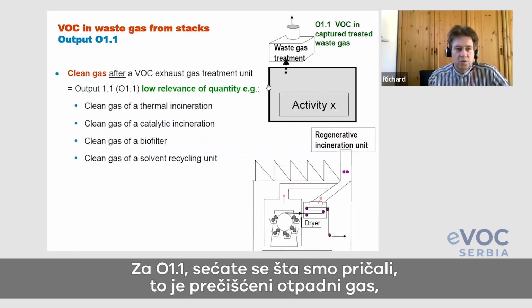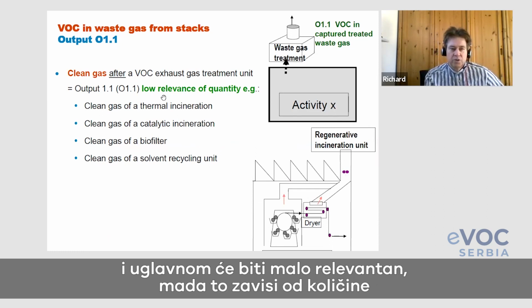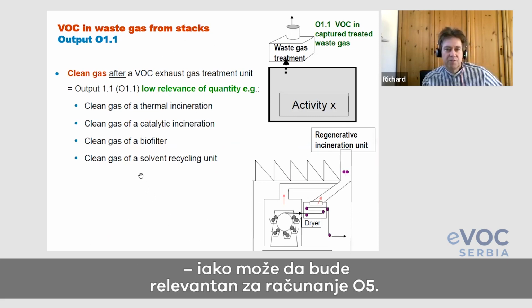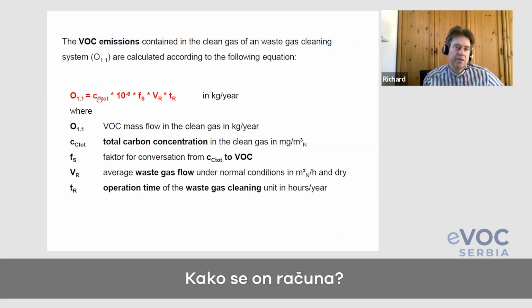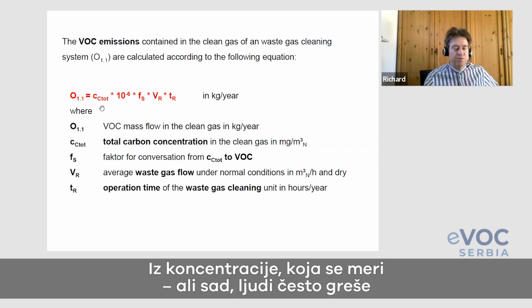Yes, so for O11, for example, you remember what is here in the outline as the clean waste gas. According to the quantity, it will have a low relevance, but maybe for the calculation of O5, it can be relevant. How can you calculate it? You calculate it from the concentration that you measure, but please, now some people often make mistakes.